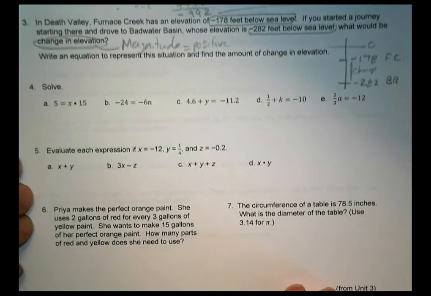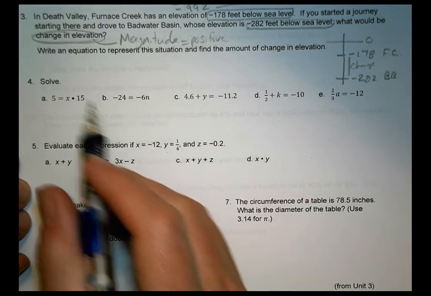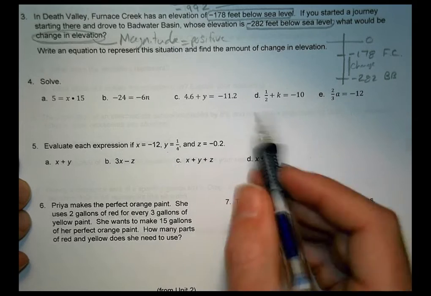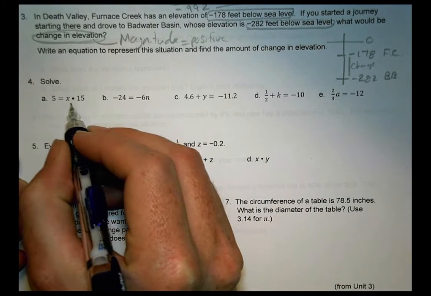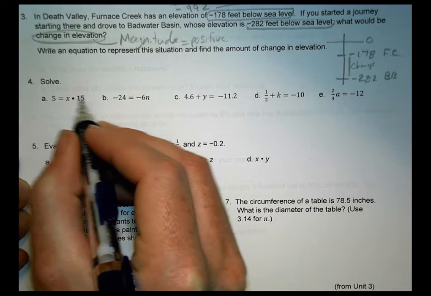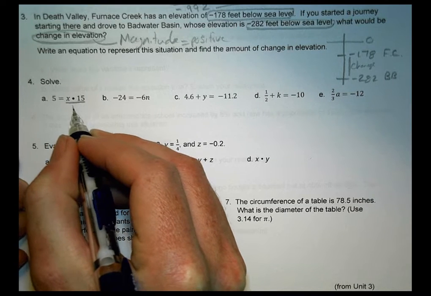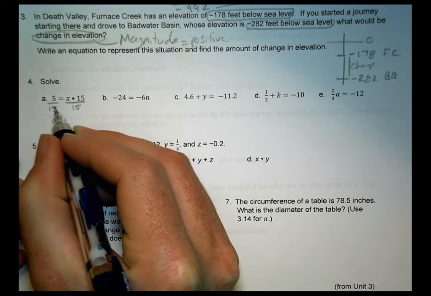All right, number 4, we just have a series of problems here with some multiplication, fractions, decimals. Let's see what we have. So the first one, 5 equals x times 15. We want to divide both sides by 15 in order to get the x by itself.